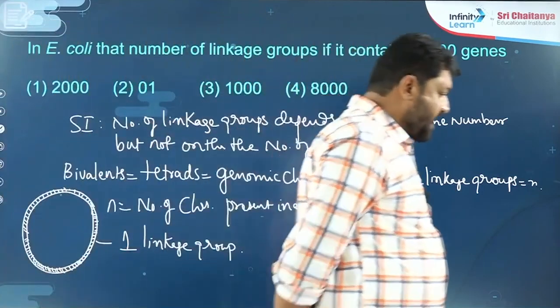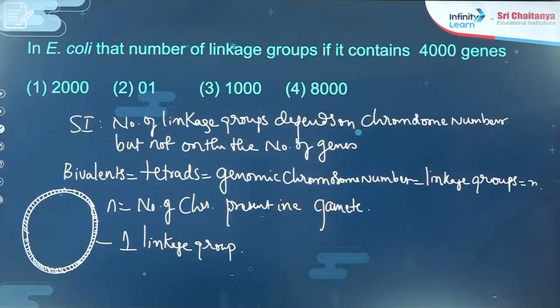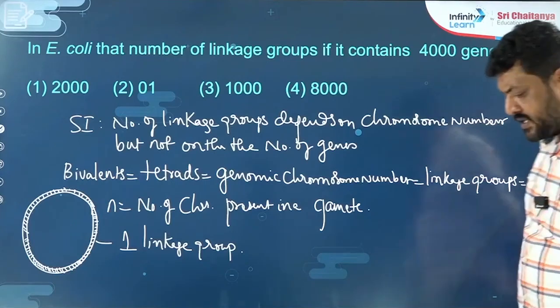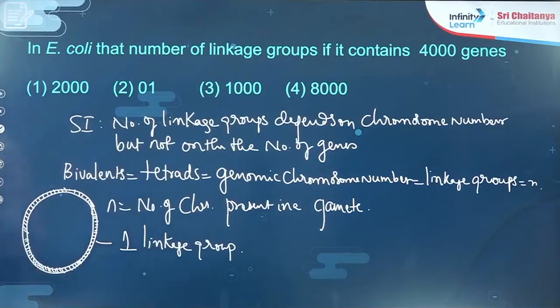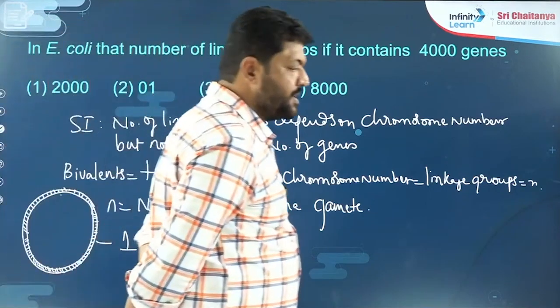If it is asked about human beings, in human beings 2n is equal to 46, the haploid number of chromosomes is 23. So the number of linkage groups will be 23, the haploid number of chromosomes will be 23, the number of bivalents 23, the number of pachytene tetrads 23.